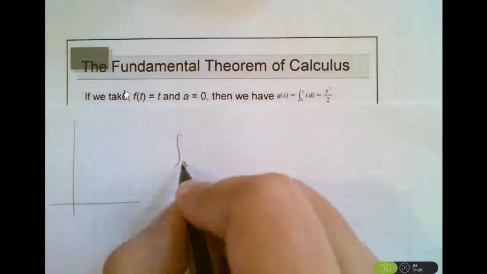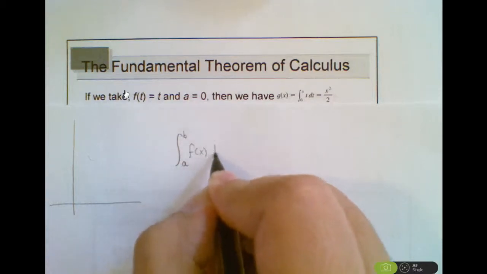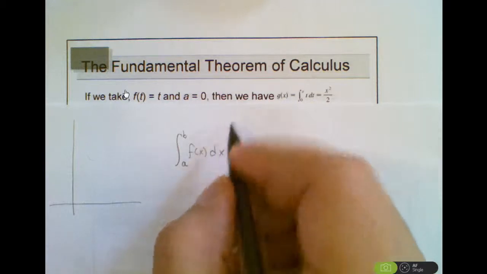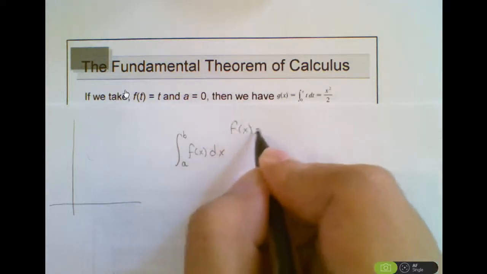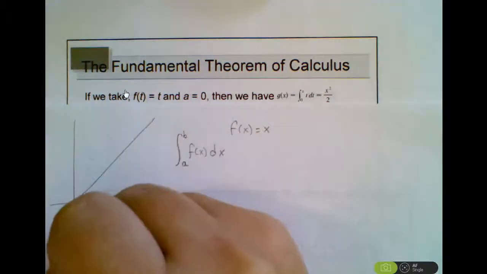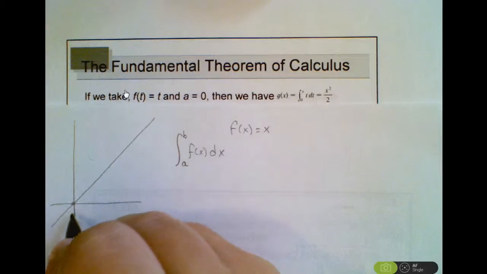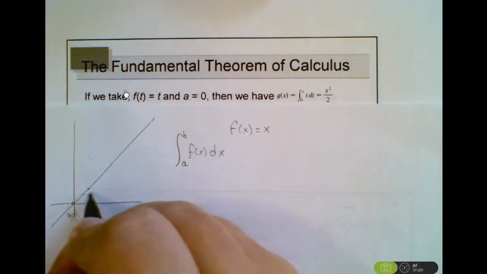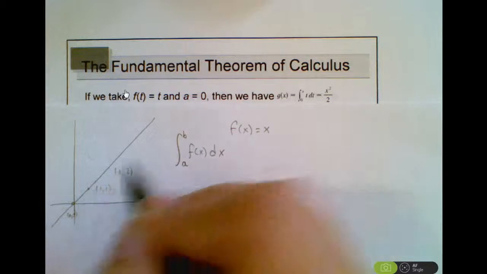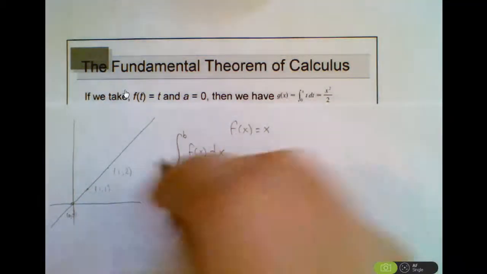If I'm finding the area between a and b in general of f of x dx, being f of x just simply x. So I have the y equals x line, or the function f of x equals x here, with important points 0, 0, 1, 1, 2, 2, and so on. Those are important points about this function. This is the identity function.